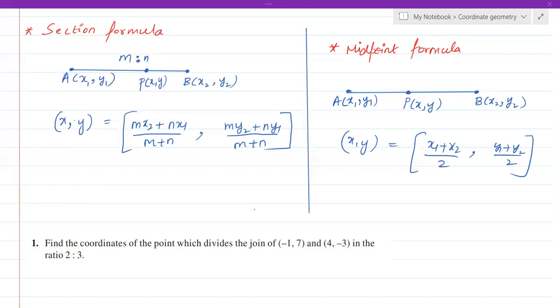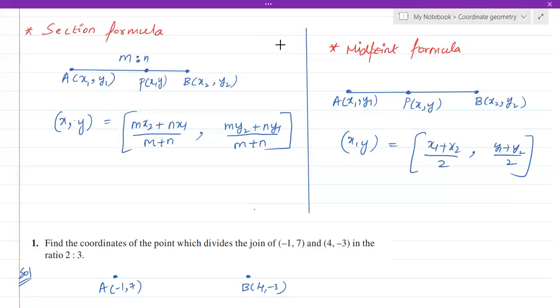Okay, so let's start with the solution. Find the coordinates of the point. Remember, finding the coordinates means we have to find both the x value and y value. So find the coordinates of the point which divides the join of -1, 7 and 4, -3 in the ratio 2:3. So let's take a point A, which is -1, 7, and another point B, which is 4, -3. Let's join these 2 points.